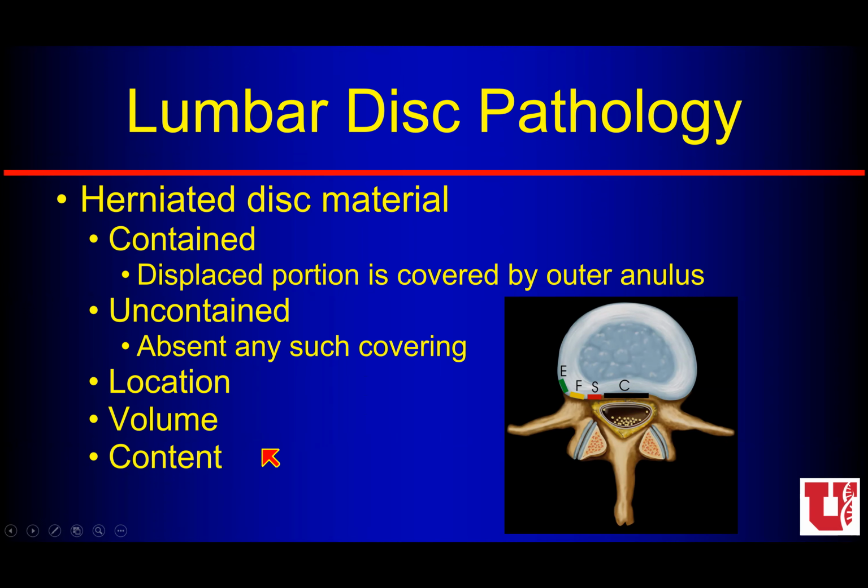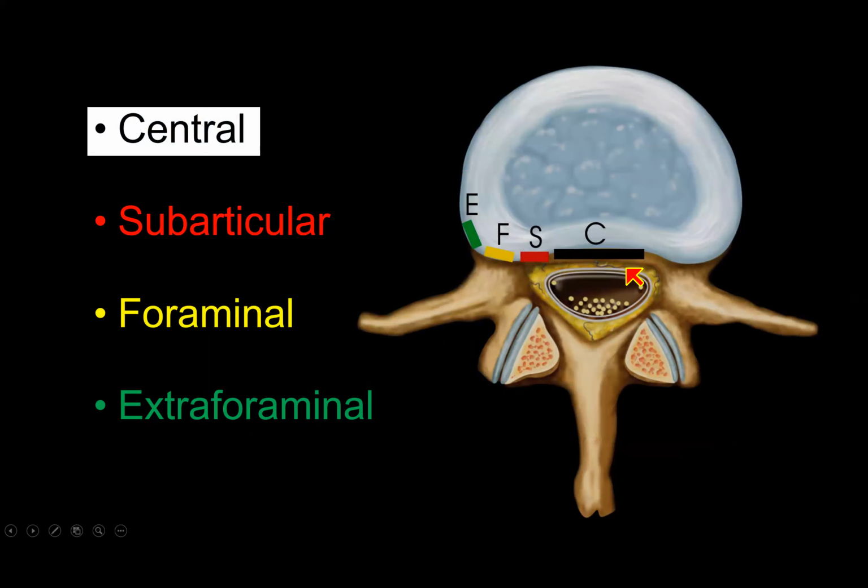Now, we talk about its location in different ways on the axial and the sagittal imaging that we routinely do. So on the axial imaging, we have central location, we have subarticular, we have foraminal, and we have extraforaminal out laterally at that location.